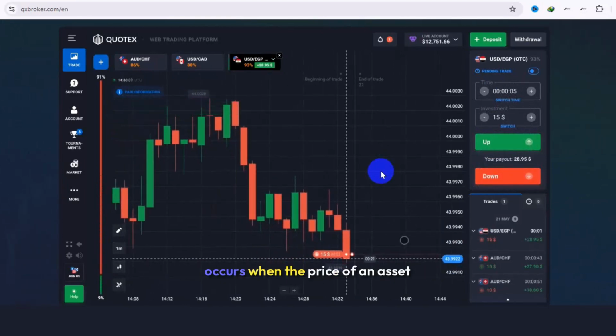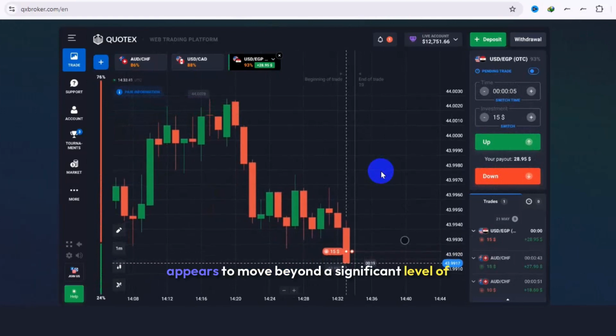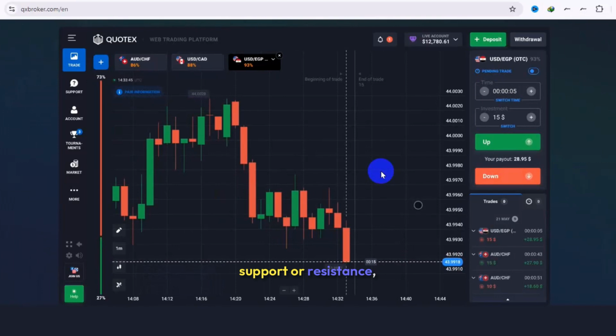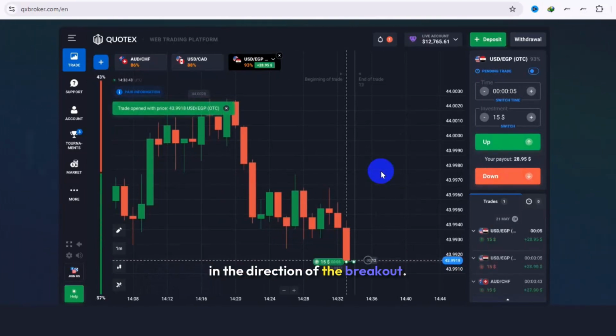A false breakout occurs when the price of an asset appears to move beyond a significant level of support or resistance, signaling a potential continuation in the direction of the breakout.